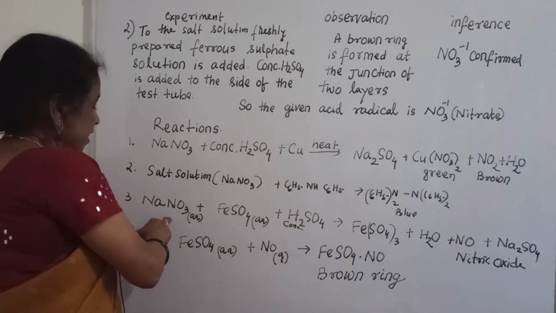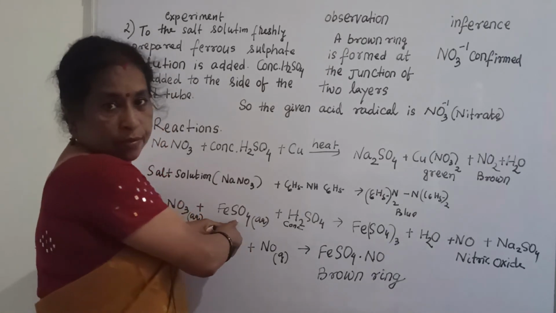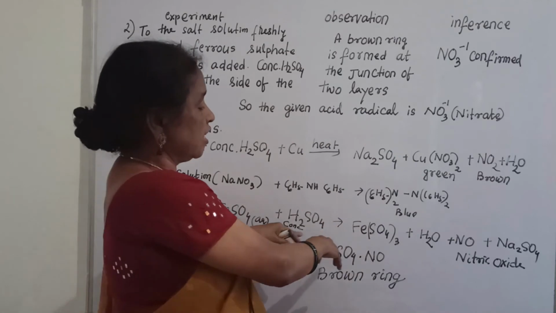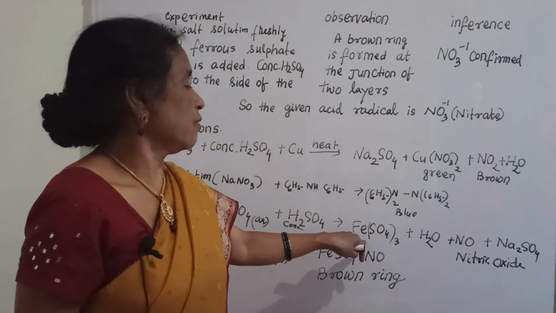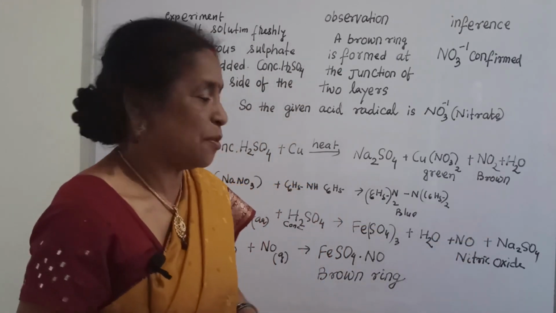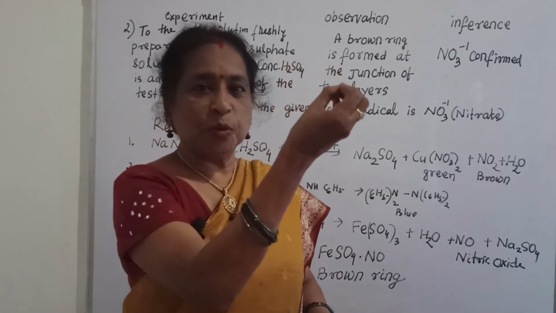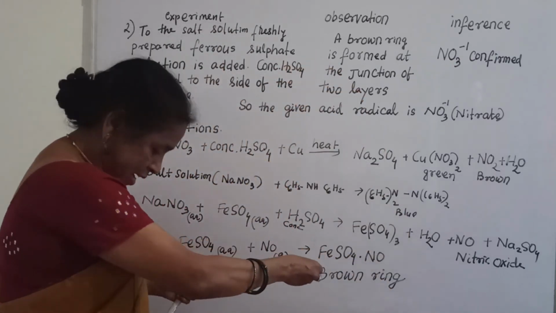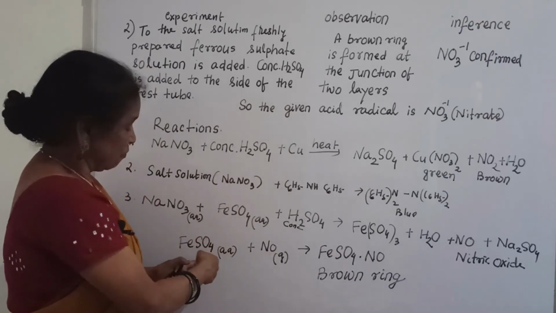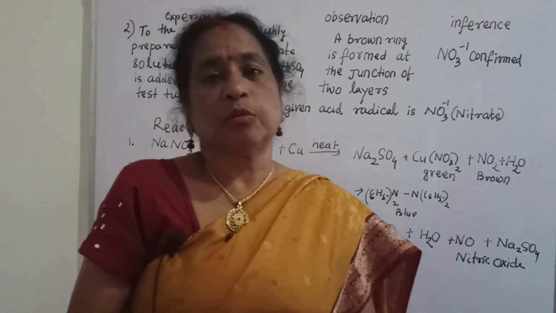Again see here, sodium nitrate, that is the salt solution, FeSO4, freshly prepared ferrous sulfate solution, concentrated sulfuric acid added to the side of the test tube, and it produces ferric sulfate, water, that is a byproduct, and Na2SO4 also a byproduct. The main product is NO, nitric oxide. Immediately it is produced, which is colorless, and immediately it combines with the ferrous sulfate solution which you are adding, then it changes to FeSO4.NO and that color is brown.